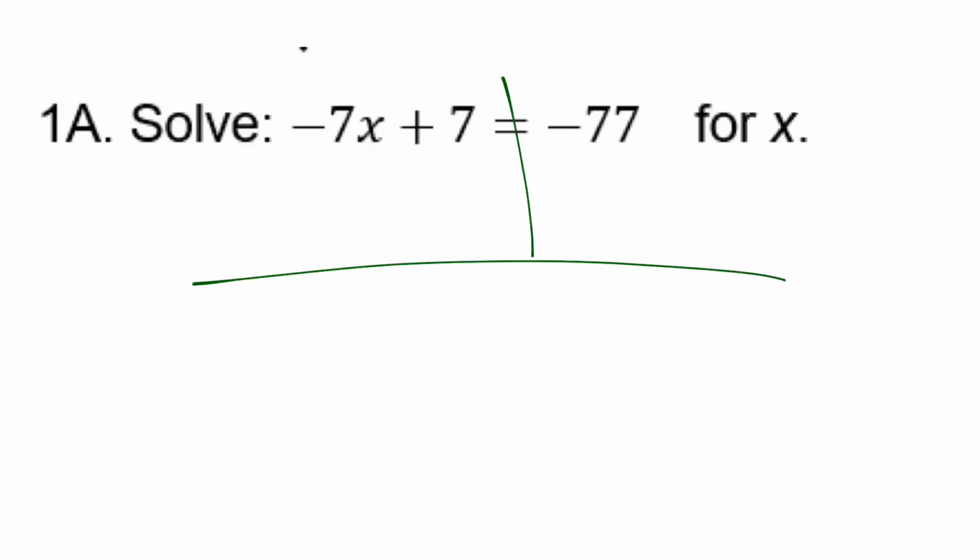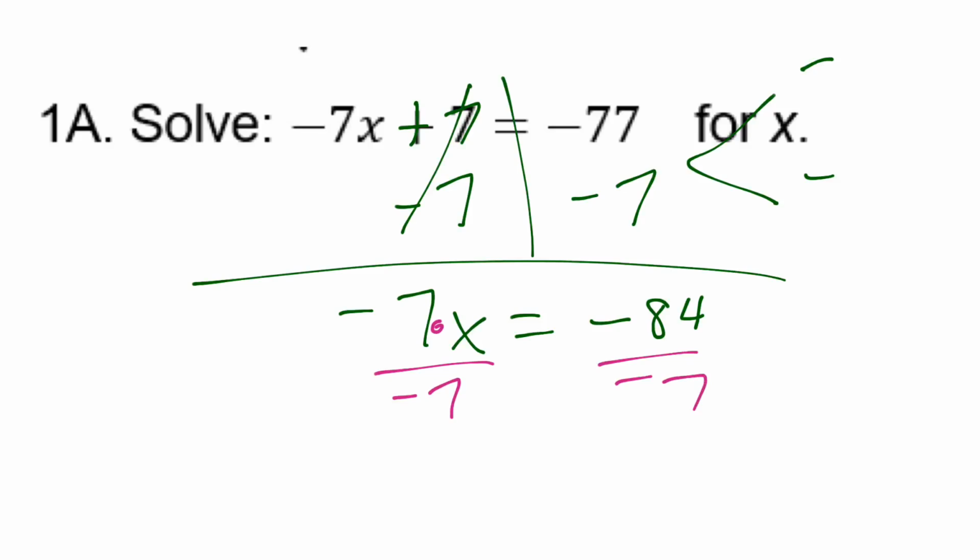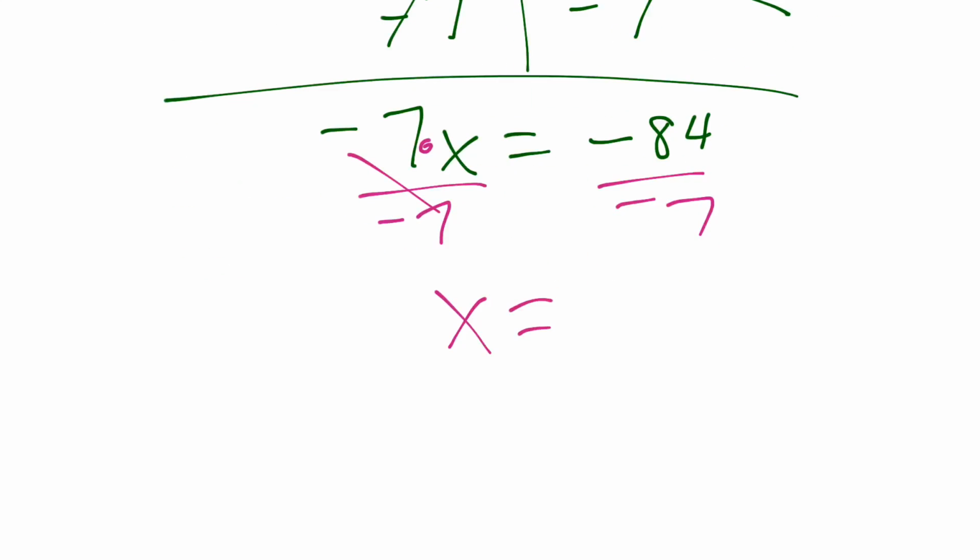I need to solve for x, so I need to isolate the variable x by subtracting 7 from both sides of my equation, since the opposite of adding 7 is to subtract 7. So I get negative 7x is equal to negative 84. Negative 7x means negative 7 times x, so the opposite of multiplying by negative 7 is to divide by negative 7, and negative 84 divided by negative 7 is positive 12. So there's number 1.